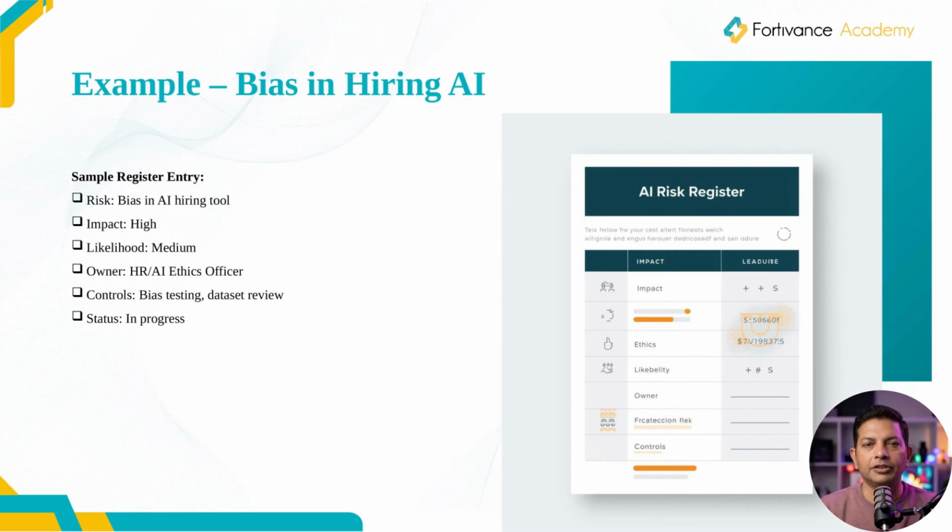For example, consider a risk like bias in an AI hiring tool. You would document the risk, assess its impact and likelihood, assign an owner, define controls like bias testing, and track its status. This makes the risk visible and manageable.